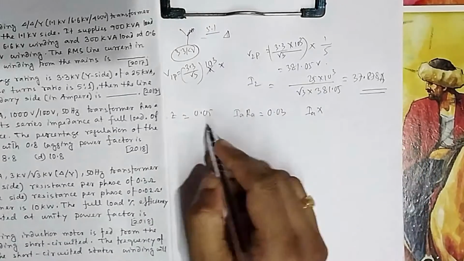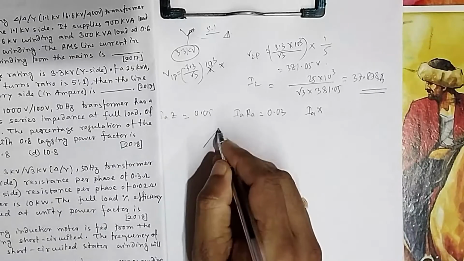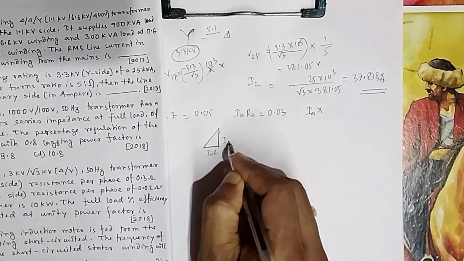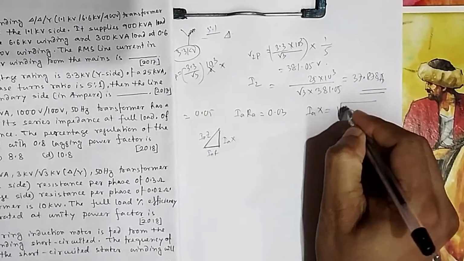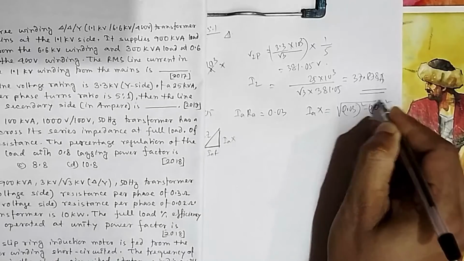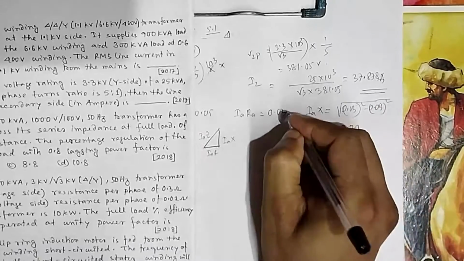I think you know, this square is equal to this square plus this square, because Z drop is this one, Ra drop is this one, X drop is this one. This is Ia into R, this is Ia into X, this is Ia into Z. So this will be under root, by Pythagoras theorem, 0.05 square minus 0.03 square. You know 5 and 3 will give you 4. So it will be 0.04. So everything is in per unit.